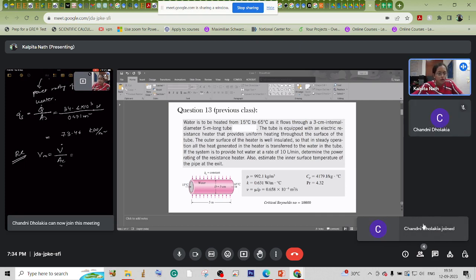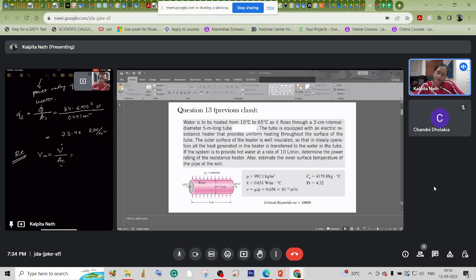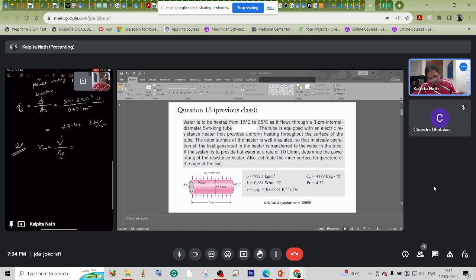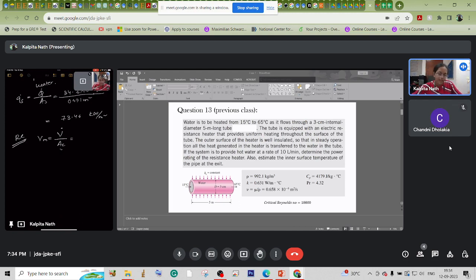Okay, so we have started with the previous class question. So the question is already available on the screen. So we are just solving it out. So as I was already explaining, for calculating the mean velocity, which equation we'll be using, first we need to know the Reynolds number, that is whether the flow is turbulent or the flow is laminar. We need to know that.